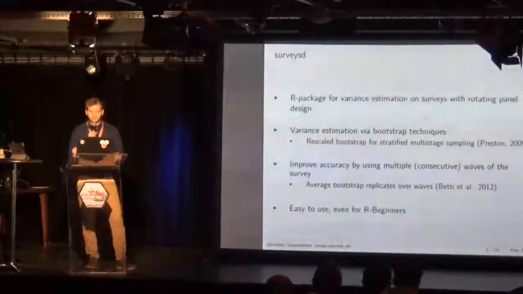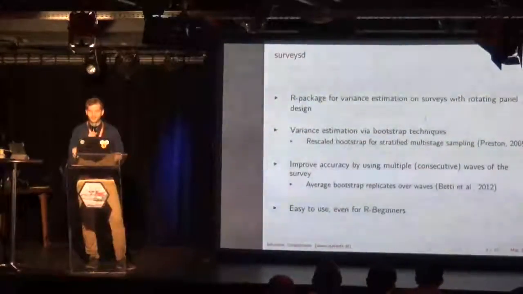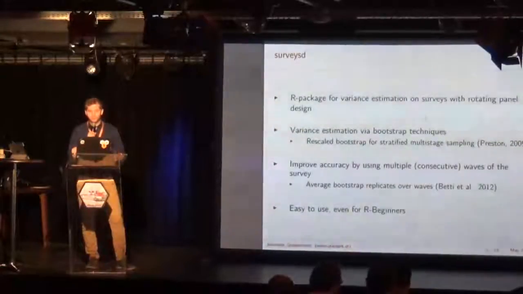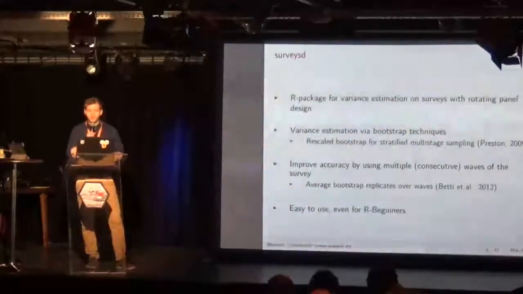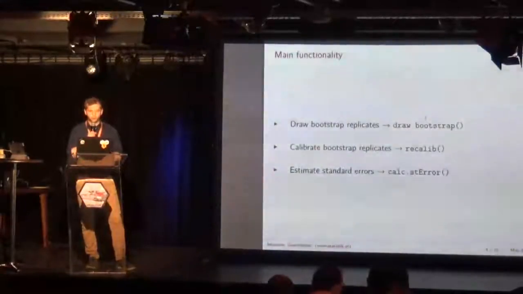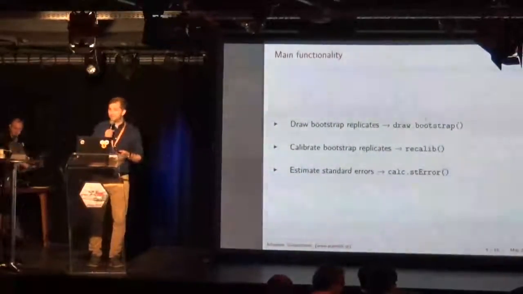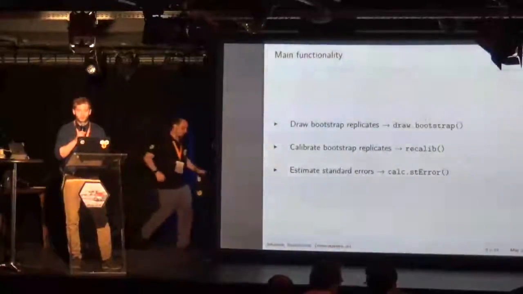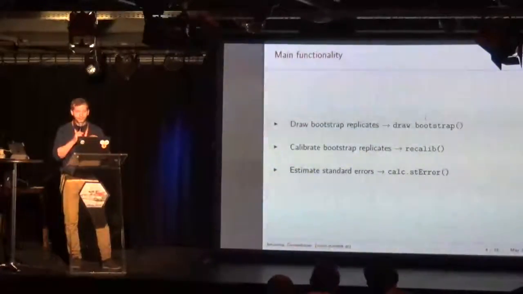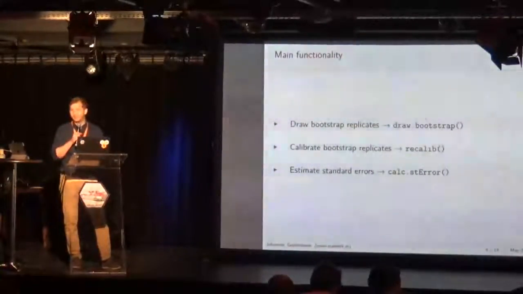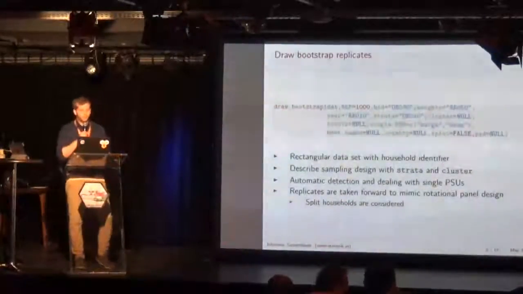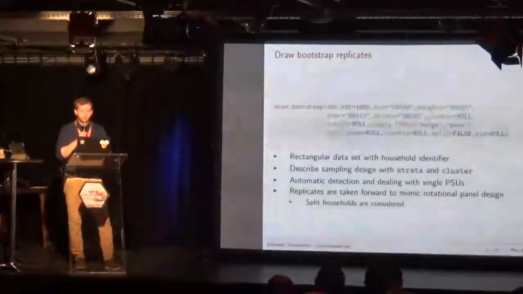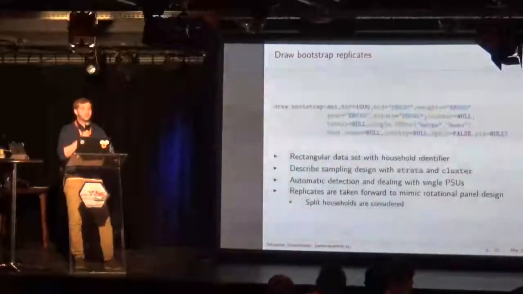And lastly, we try to make an R package that's really easy to use and really straightforward. Even if you're an R beginner, it should not be that difficult. So that was at least the goal. And now the main functionality, as I said, it's really straightforward. You draw your bootstrap replicates, you recalibrate them, and then you estimate standard errors. So that's basically it.